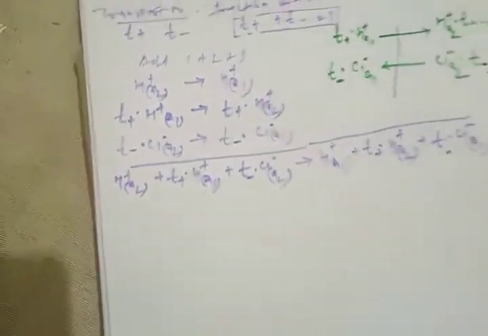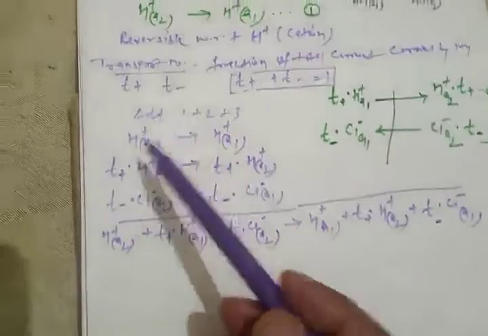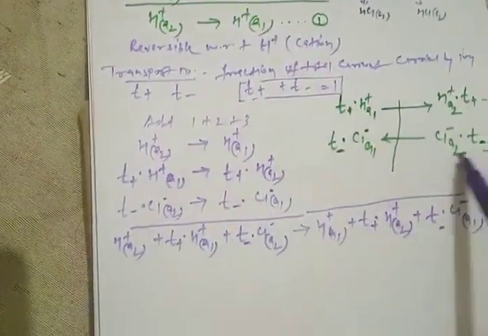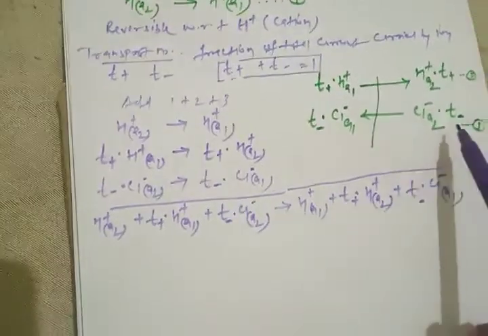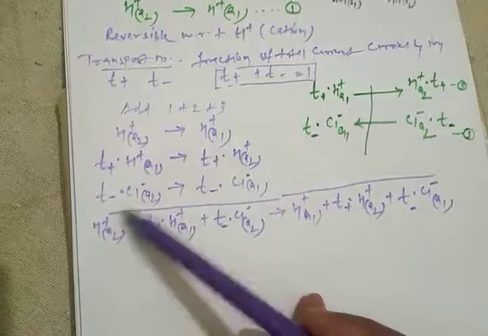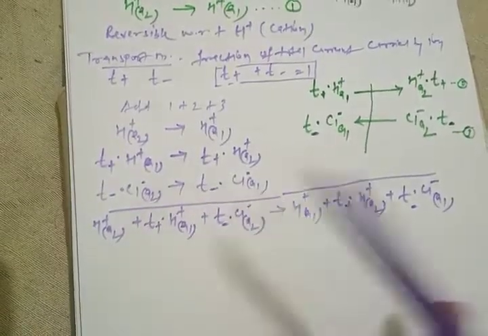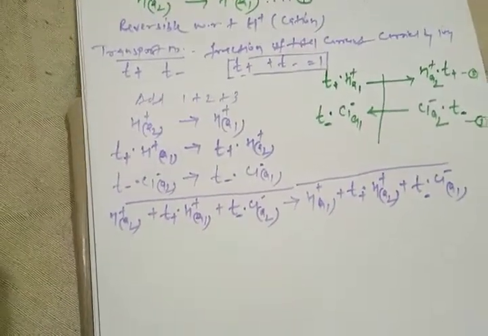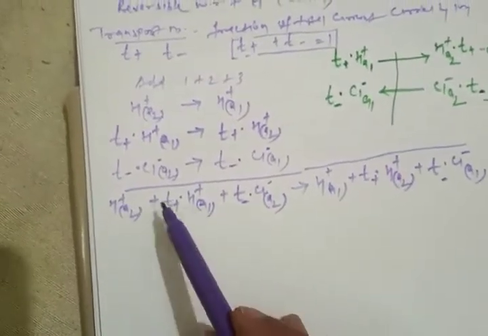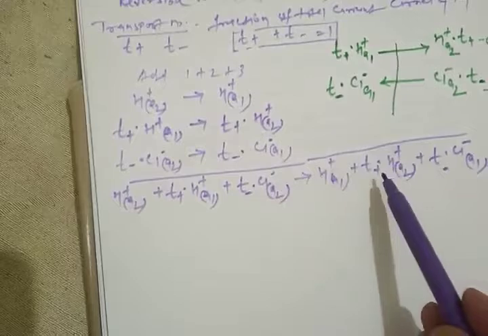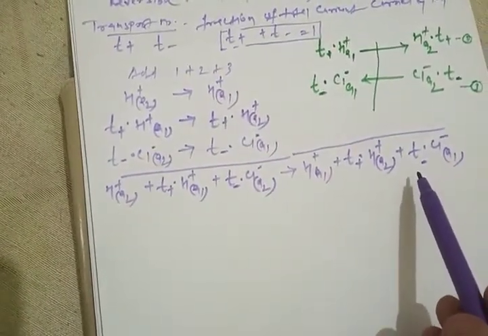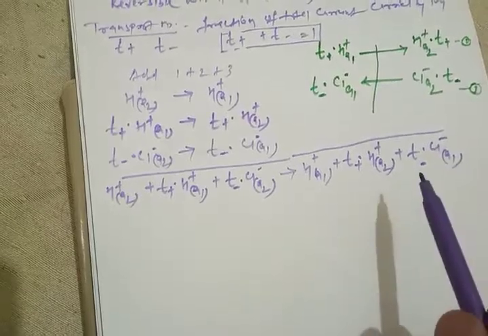Got it? This is the 1, 2 and 3. For this 3 you need to remember that the transfer is from A2 to A1, so first you need to write A2 and then A1. Got it? Let's see, here we have T plus, here we have T minus, here we have T plus, here we have T minus. So what we will do, we will convert this to 1.